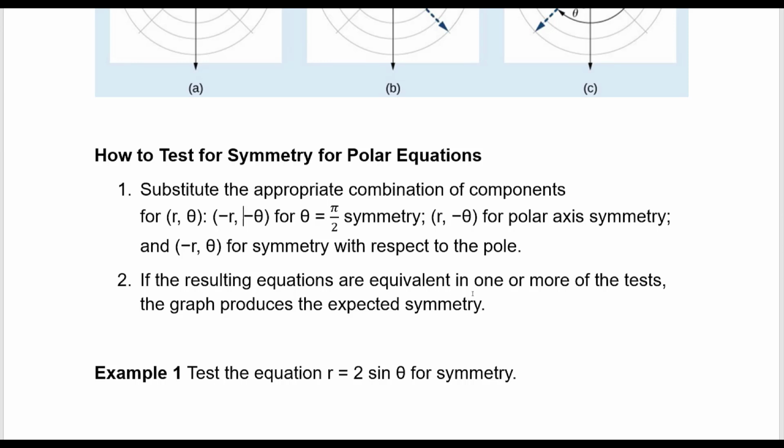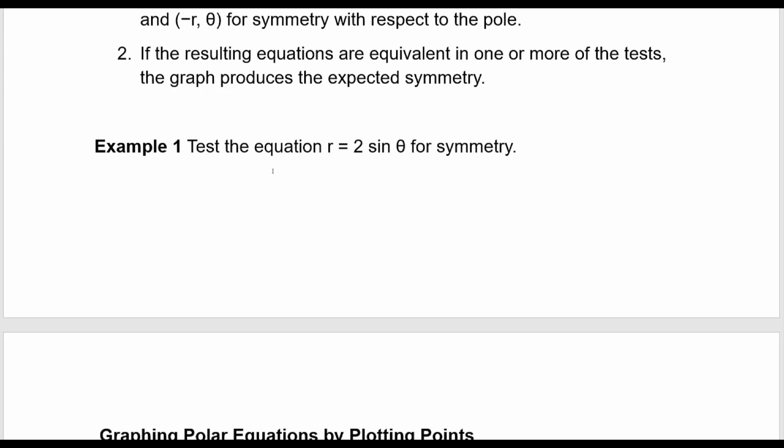If the resulting equations are equivalent in one or more of the tests, the graph produces the expected symmetry. So we're going to look at testing for r equals 2 sine theta. So let's see, if we said negative r equals 2 sine of negative theta, then we'd have negative r equals, and so this negative can come through, negative 2 sine theta. And so dividing out the negatives, we get r equals 2 sine theta. So this has symmetry with respect to theta equals pi over 2.